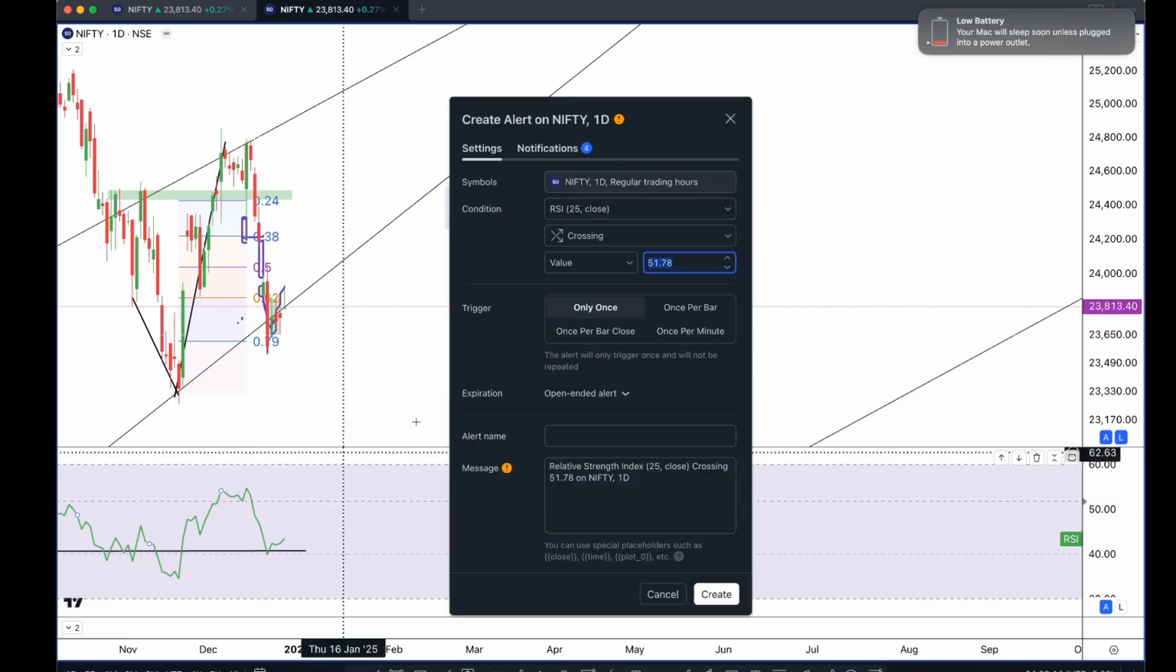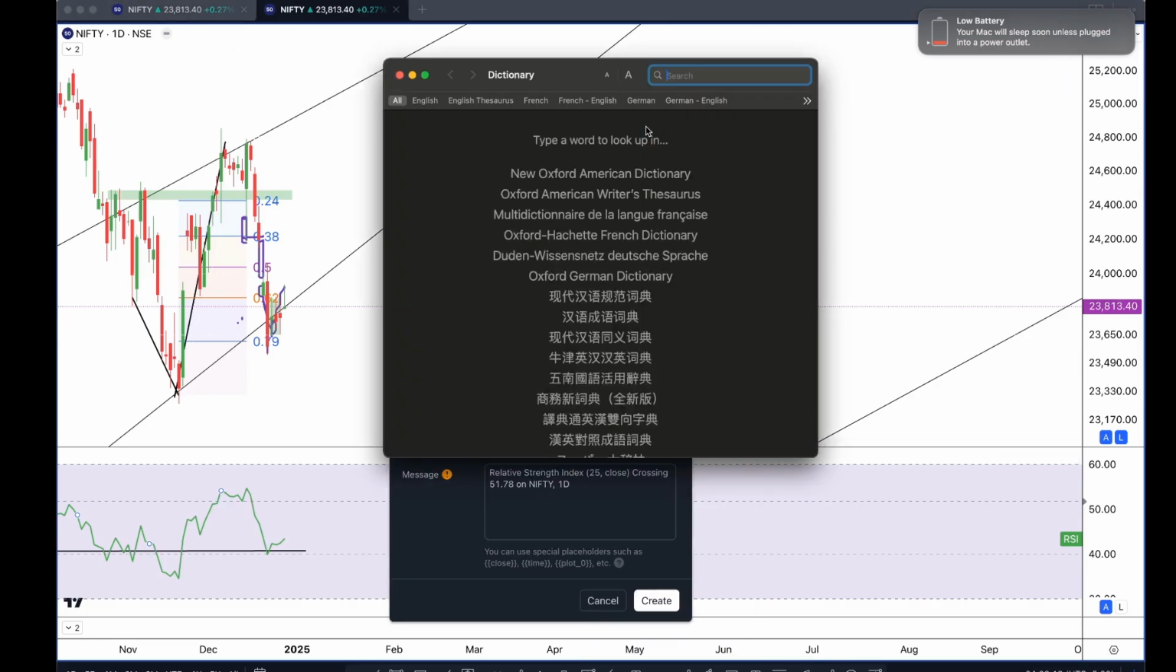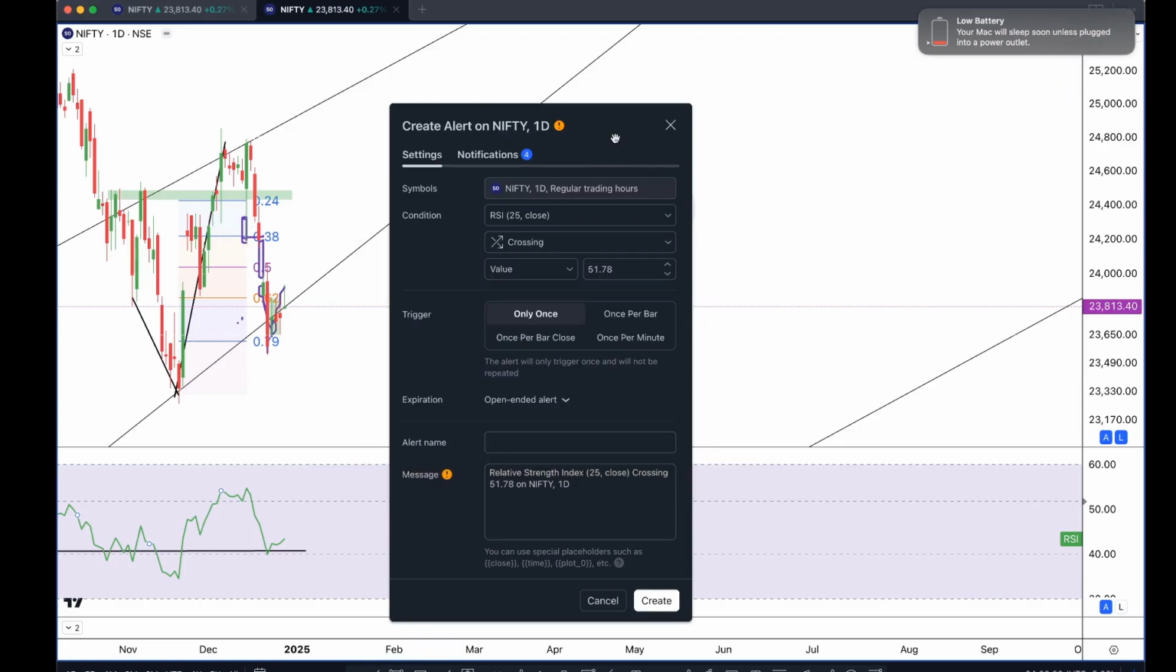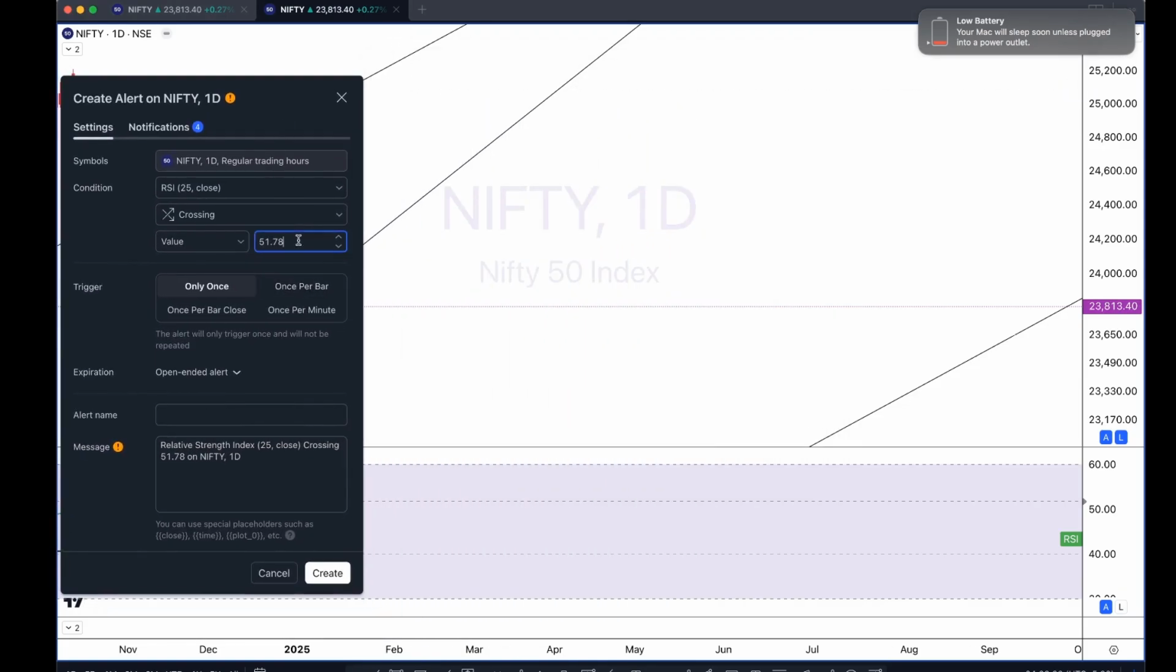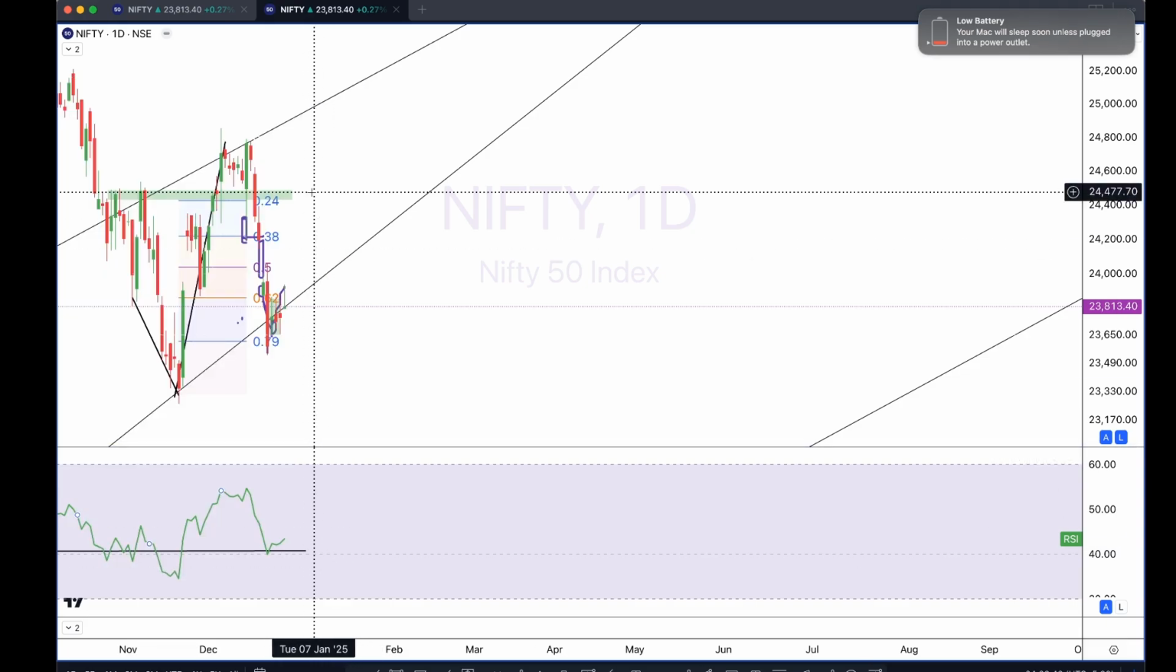So again, let's set an alert on this. I'll select the RSI indicator and press Alt A or Option A on Mac. And I'm going to enter the level of 60. So on the chart of Nifty one day, when RSI 25 period crosses the value of 60, I want to be alerted. So this is what I'm setting up and I'll create that.